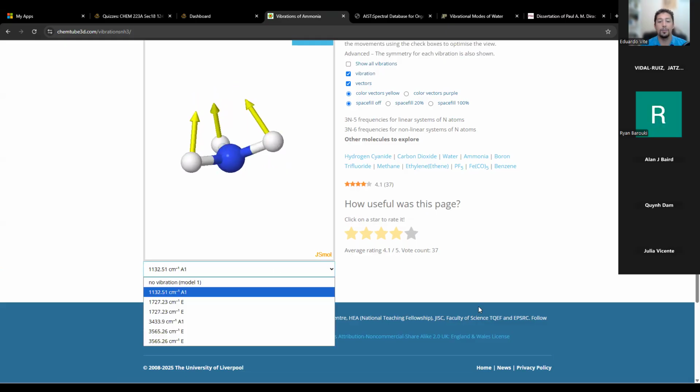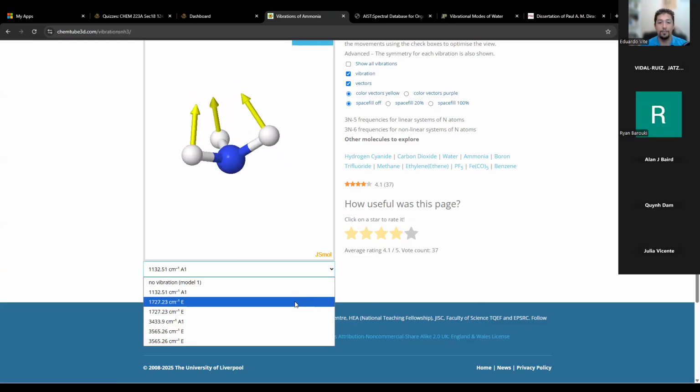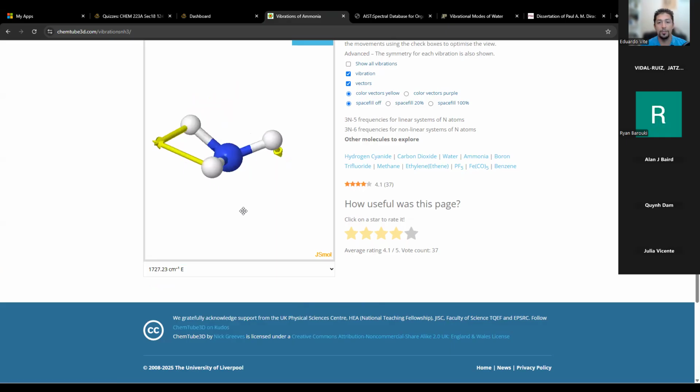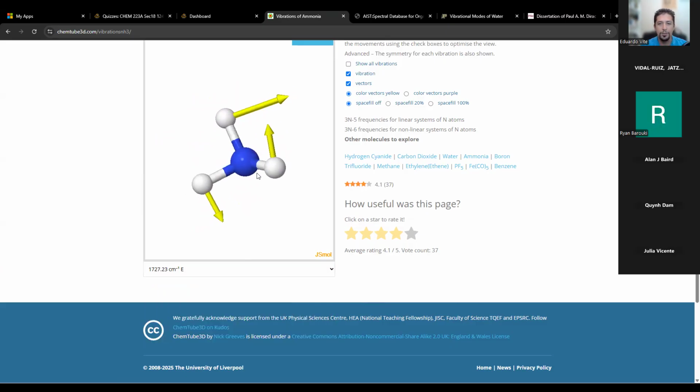Let's take a look at the next one. 1727. This one is asymmetric, right? Looks like a penguin swimming in the water. Yeah, very nice. Alrighty. Let's look at the next one. 1727. It's kind of like an asymmetric stretch. Yeah, this is very asymmetric.